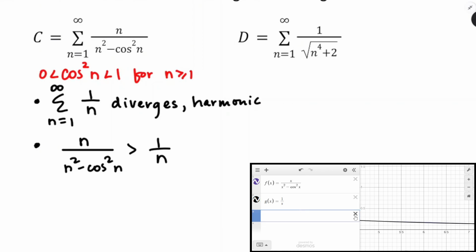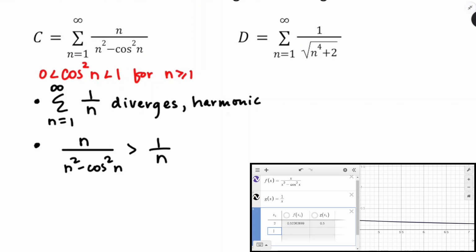Okay, I need a table here. All right, so x1, f of x1, and g of x1. I'm over here at about 6. I saw there was an intersection around 1, so I'm just going to go 2, 3, 4, 5. So what happened? Originally, f was bigger, but then f looks like it continues to be bigger. It's saying they had intersections.